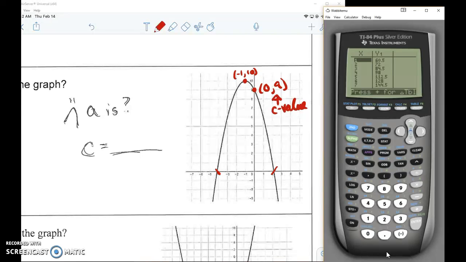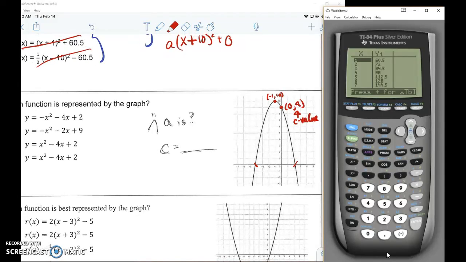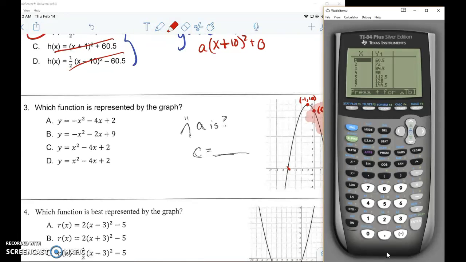It looks like they're between negative 4 and negative 5 and between 2 and 3. So, knowing my y value has to be 9, that has to be my c value. If I look at the c values of each of these equations in standard form, the correct answer has to be B. That's the only one with a y-intercept of 9.